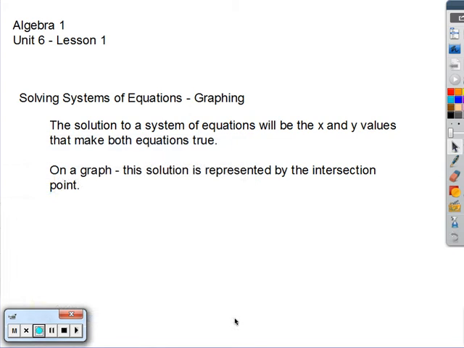Okay, so solving systems using graphing. The solution to a system of equations will be the x and y values that make both equations true. Just a definition there. On a graph, the solution is represented by the intersection point. So when you graph those two lines, we're looking for where they cross, and we're going to label that with a coordinate. Let's take a look at an example here.